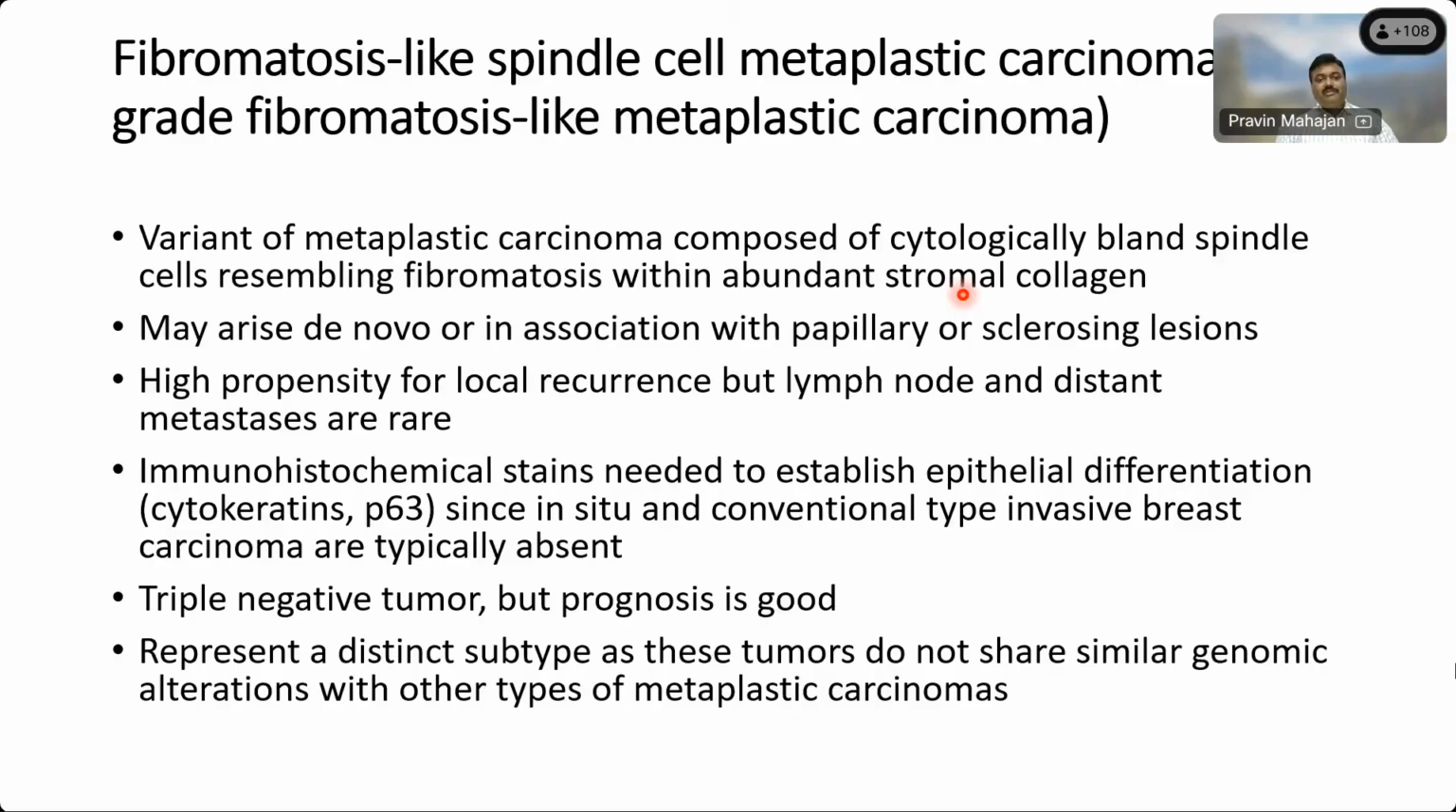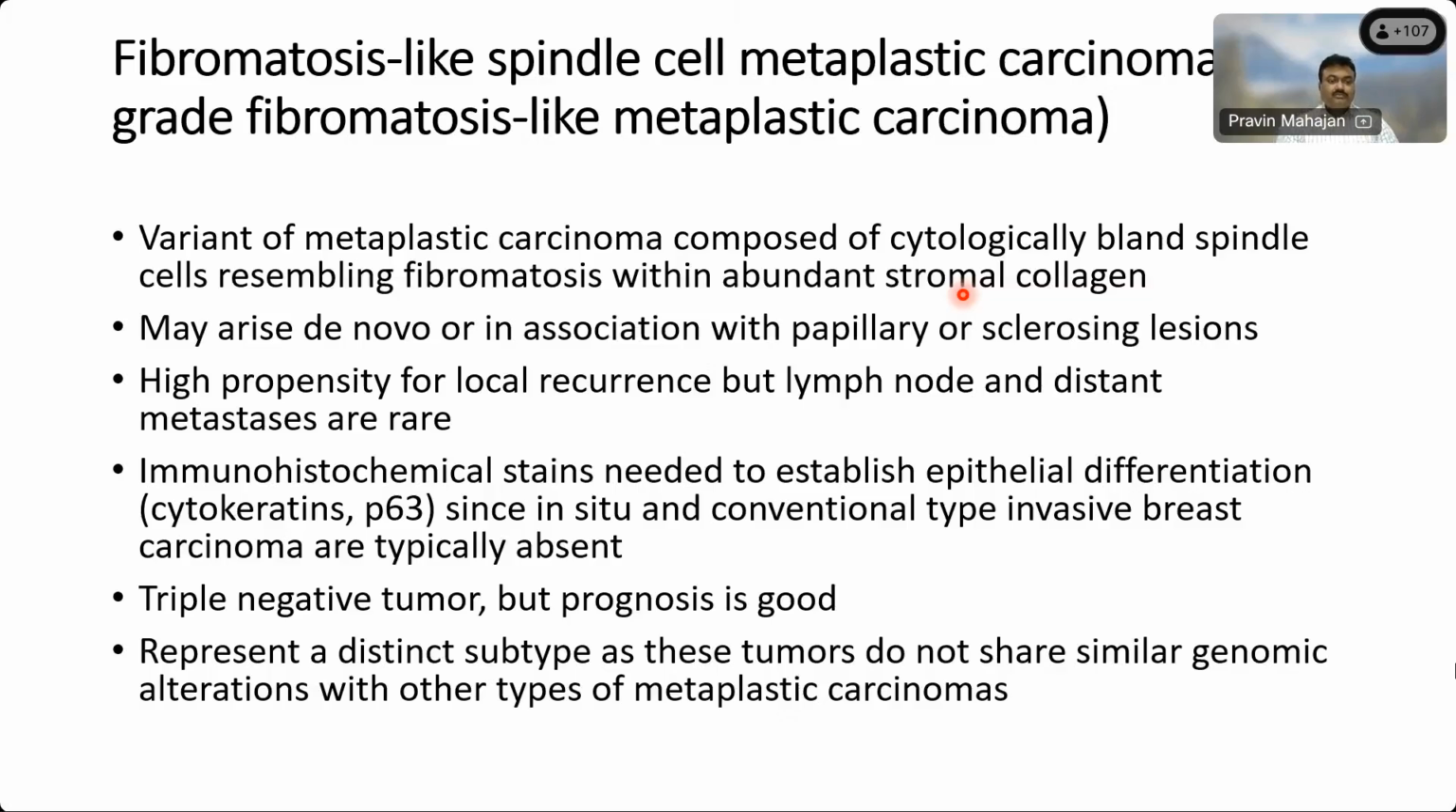They have high propensity for local recurrence, but they seldom go to lymph node or distant metastasis. That's why they behave better. And of course, you have to do IHC to prove whether they have epithelial differentiation. And they can be associated with in situ carcinomas also.